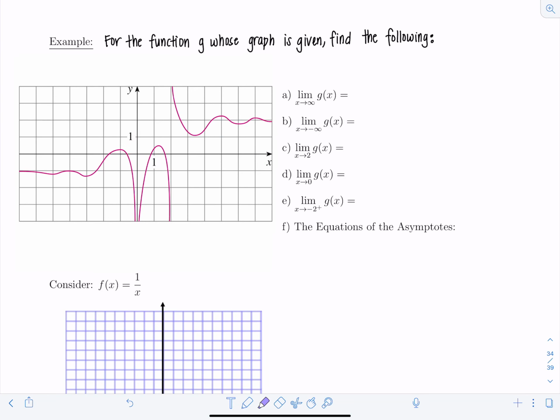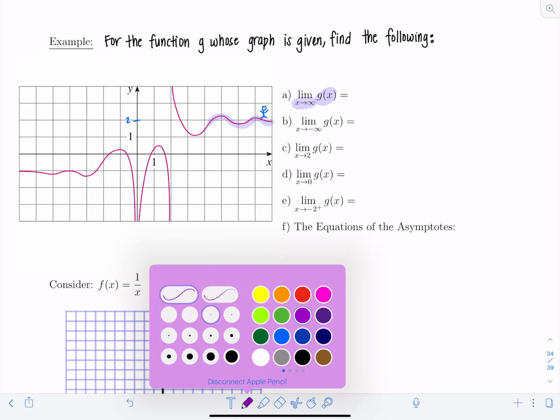Now let's look at this graph here. We don't have an equation to work with specifically just yet, but I have a function g of x, and the graph is shown here in pink. So we're going to find the following. Part A, we want to find the limit as x approaches positive infinity of g of x. So imagine you're walking on the graph, headed in the positive x direction forever and ever. What y value or what function value is g of x tending toward? Well, it's oscillating, but it does seem to level out. And it seems like as x approaches positive infinity, g of x approaches 2.